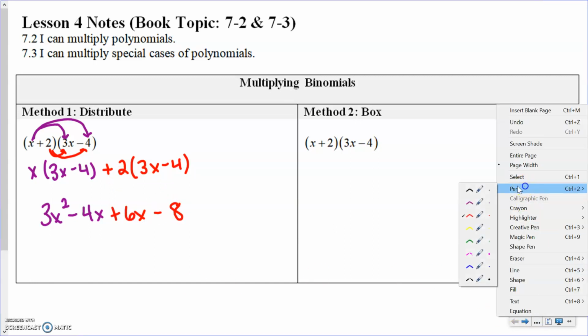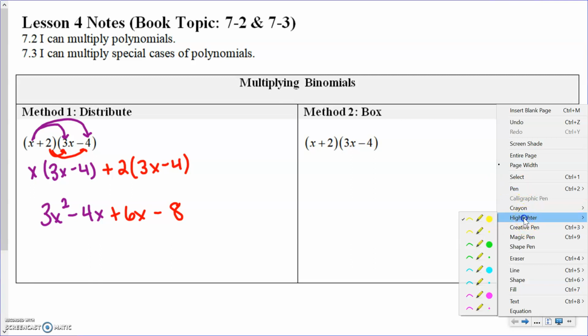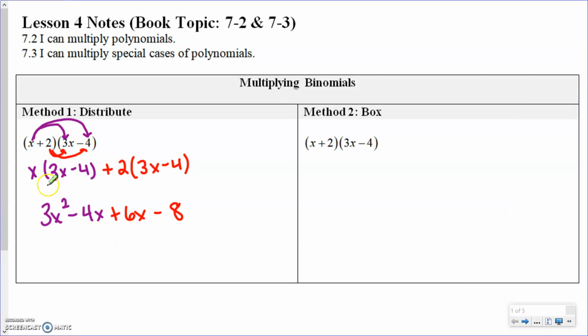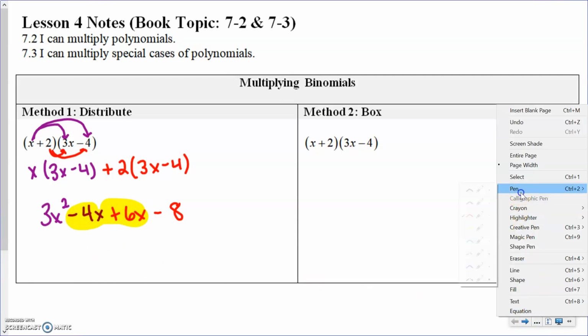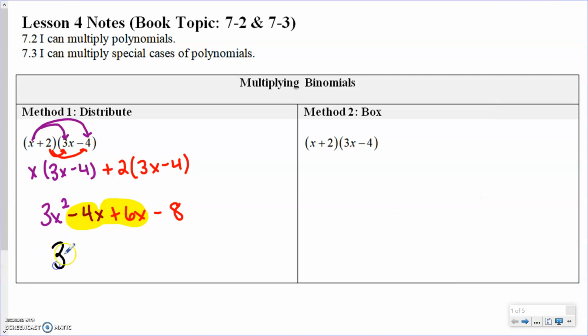Now, most common mistakes here are signs, and then also with your exponents. Notice x times x is x squared, but I don't need to worry about changing my exponents other than that. So I have like terms here. I'm going to combine those two together to get a final answer of 3x squared, and then negative 4 and 6 is positive 2x minus 8. Notice those x's didn't change my exponent when I added them. It only changed them in the first step when I multiplied them.